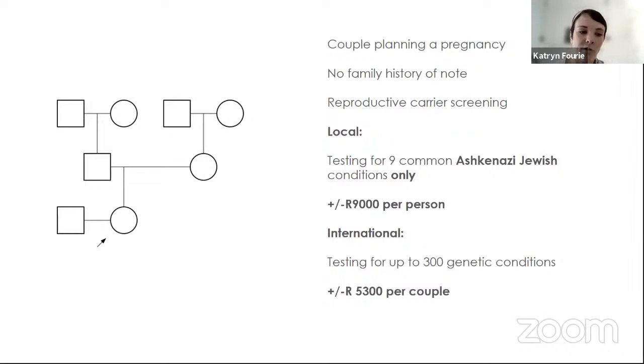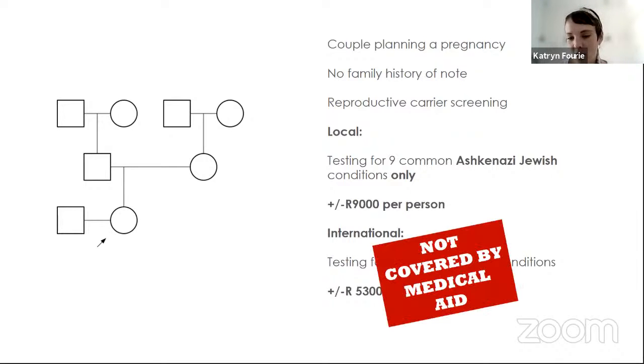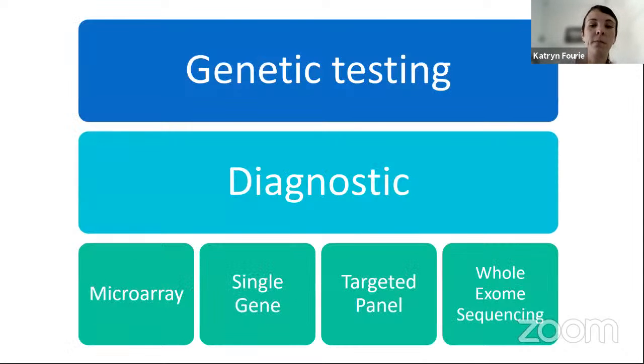What we often offer our patients instead is international testing, which we access through a lab in America generally, who tests for up to 300 genetic conditions at a cost of roughly 5,300 per couple. So you can see that that is the very obvious choice to do. Again, that cost is out of pocket though, because medical aids do not cover testing that is not done locally, which is obviously a big problem in these kinds of examples.